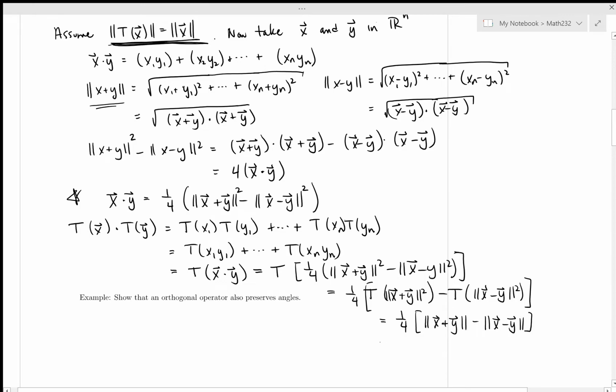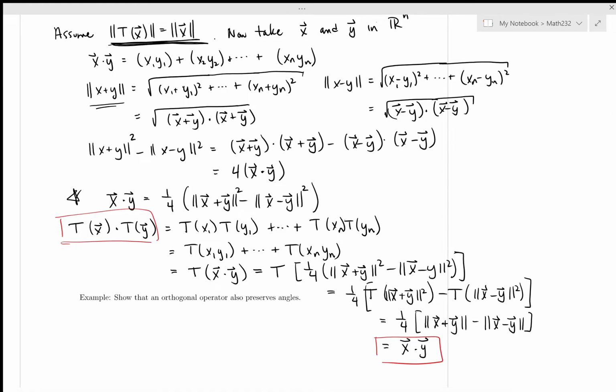And that is equal to x dot y. Okay, so we now have the start of this whole thing, and we've ended up with that equal to that over here. That's what we wanted to show. We started with the assumption that it was length preserving, and now we have that the dot product is preserved.